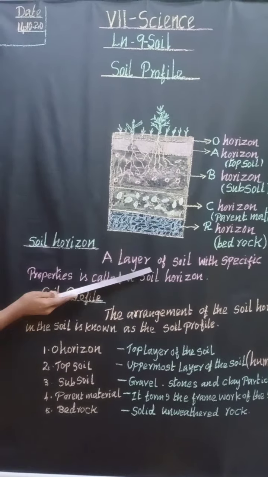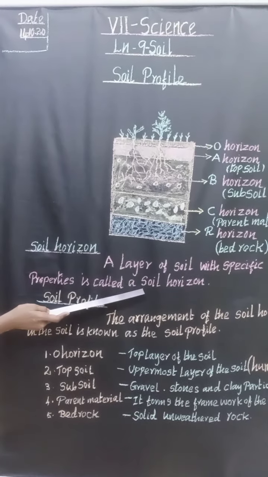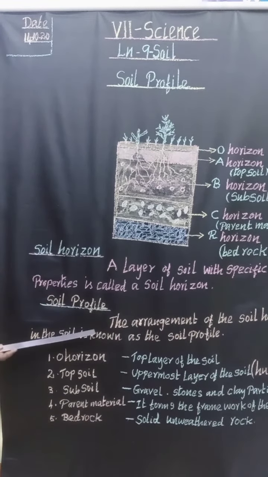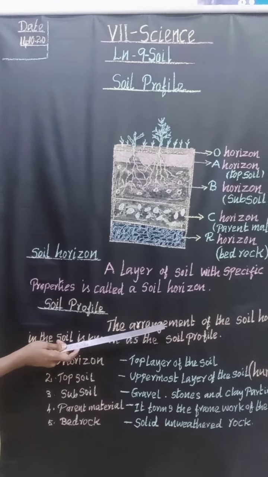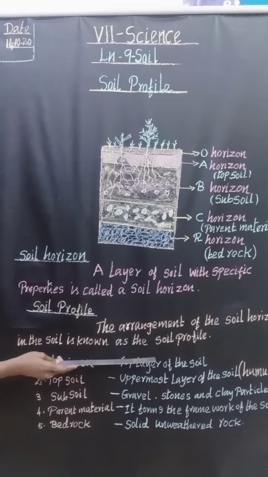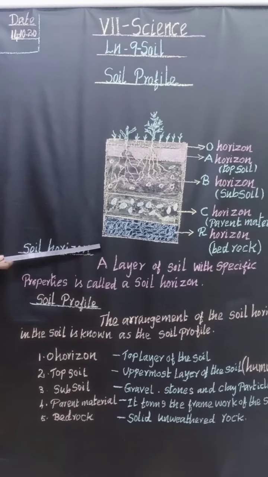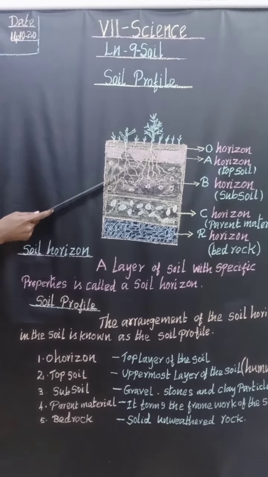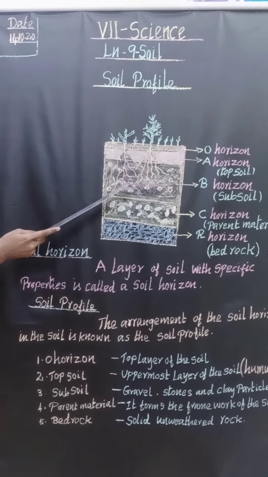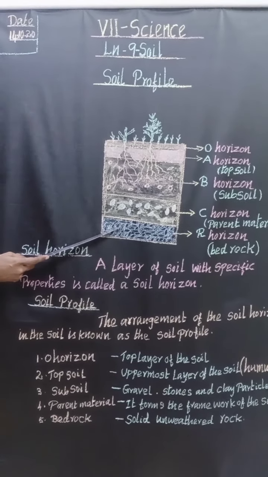What is soil horizon? A layer of soil with specific properties is called a soil horizon. What is called soil profile? The arrangement of the soil horizons in the soil is known as the soil profile. What are the layers of the soil? First one, O horizon, topsoil and subsoil, then parent material, final one, bedrock.